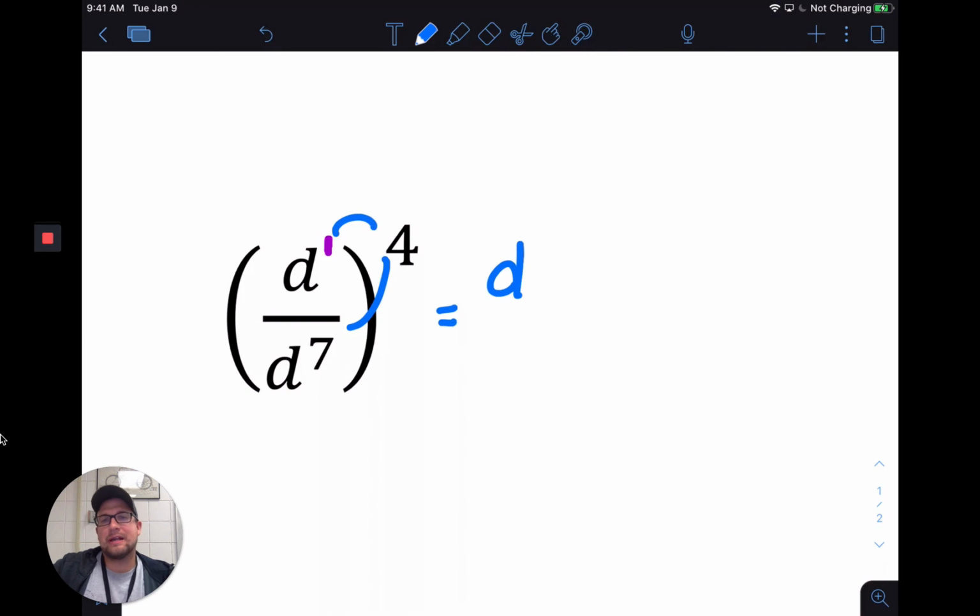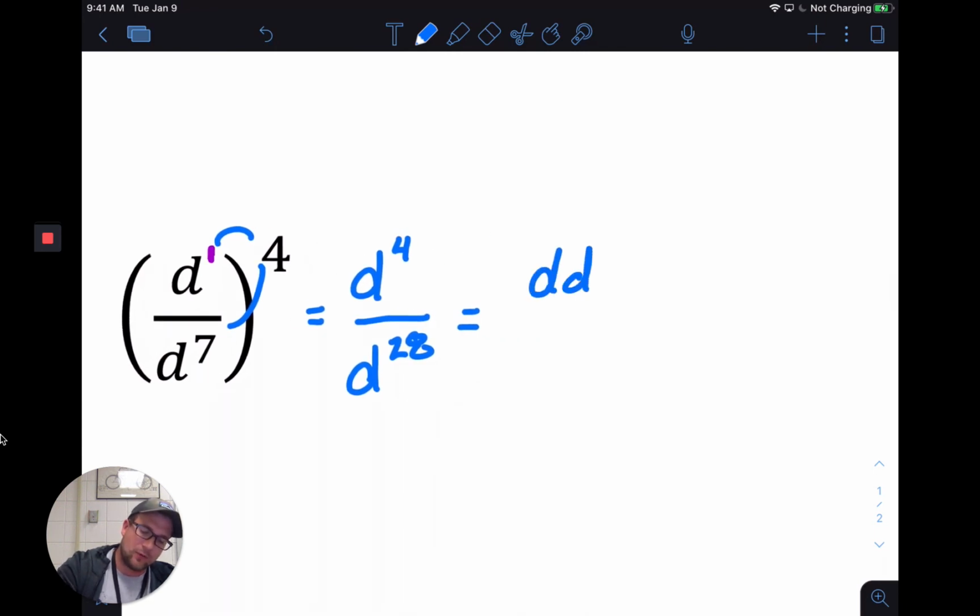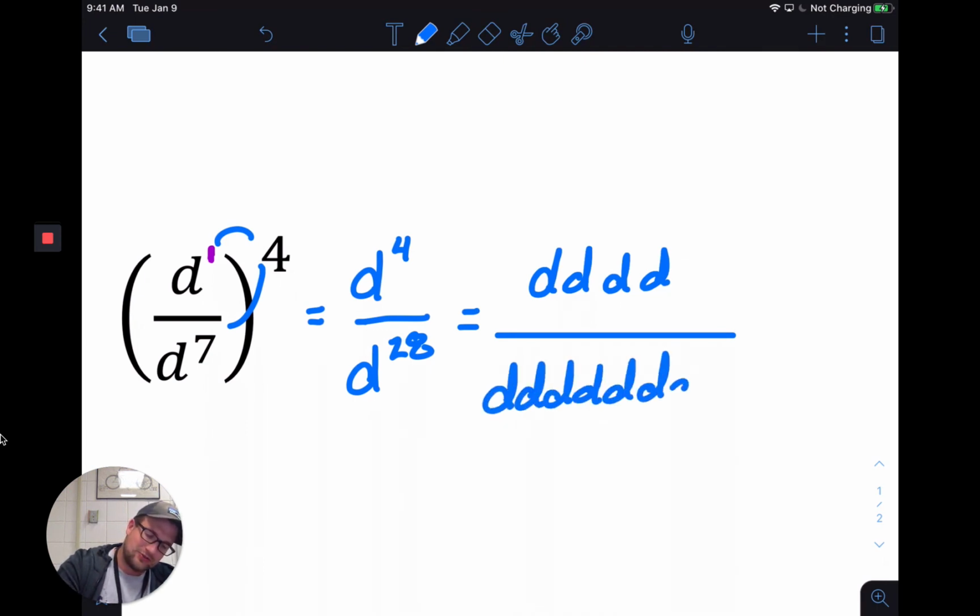So I'm going to get d to the 4th power over d to the 28th power, because that's what 4 times 7 is, right? Now let's think about this for a second, ladies and gentlemen. If I have 4 d's on the top, we could string out 4 d's, and I have 28 d's on the bottom. Do you see how this is going to get a little repetitive?